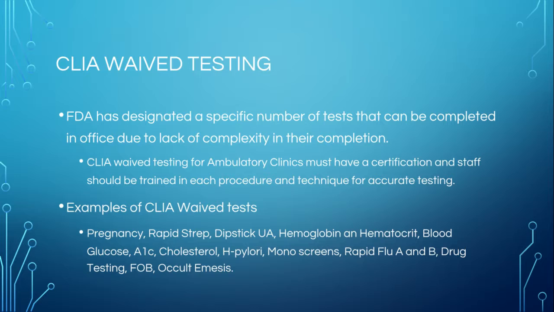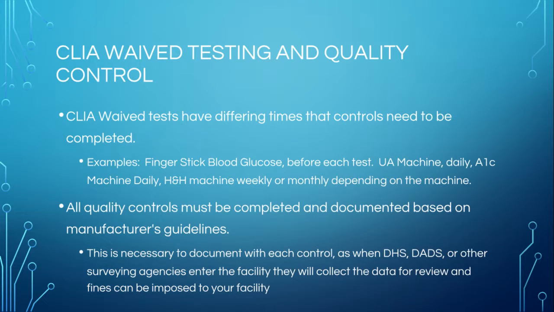equipment. Now, we'll talk about this a little later, but you do have to do control testing to make sure your equipment or what you're doing is being done properly and that it's calibrated appropriately. CLIA waived testing and quality control. So that's what we're going to talk about now. CLIA waived tests have different types, and there are different times that you have to do controls. And what a control is basically is a solution that you would use for a UA.